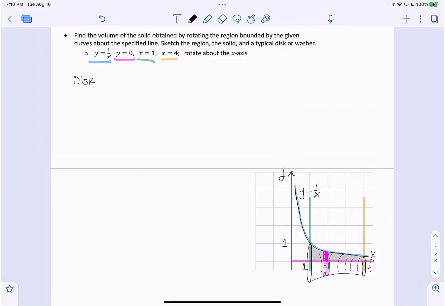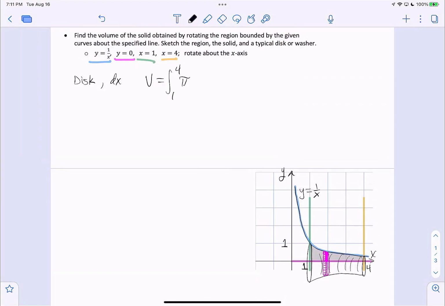Because of the way our representative rectangle is oriented, we're going to be integrating in terms of x. Our region of integration is given by these lines, but we can also see it in the graph here. X is going to go from 1 to 4. So the volume is going to equal an integral from 1 to 4 of pi.